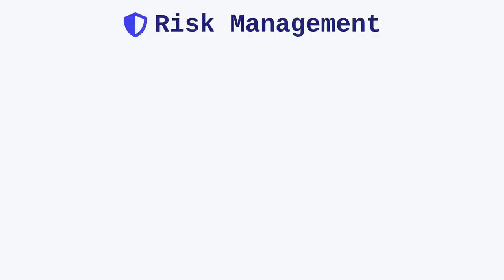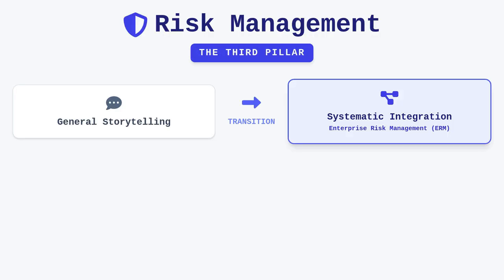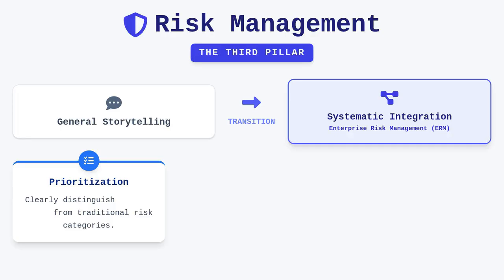The third pillar focuses on risk management, or specifically the processes the entity employs to identify, assess, and manage these climate risks. This implies a transition from general storytelling to the systematic integration of climate factors into the existing enterprise risk management system. For the exam, recognize that disclosure requires a clear description of how the organization prioritizes risks, especially distinguishing between climate risks and other traditional categories.